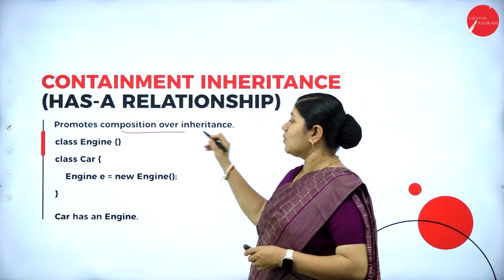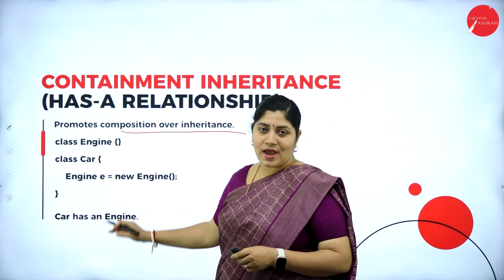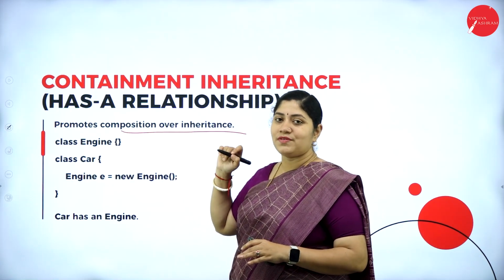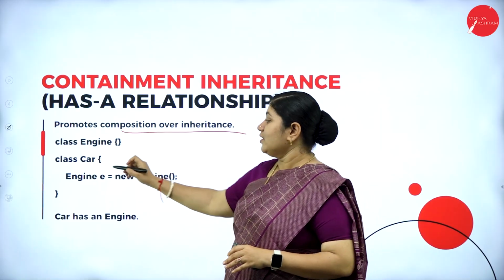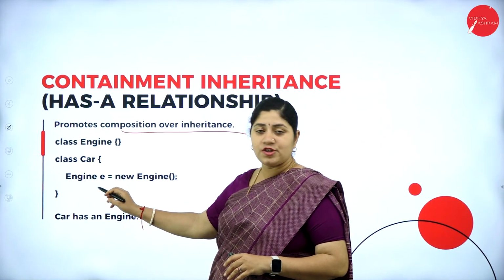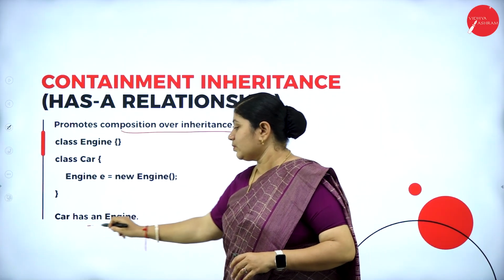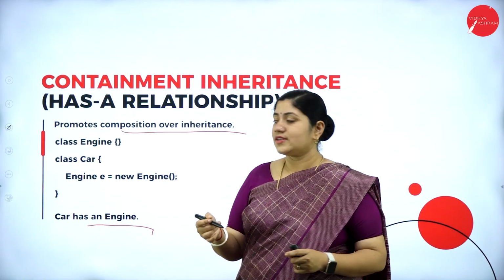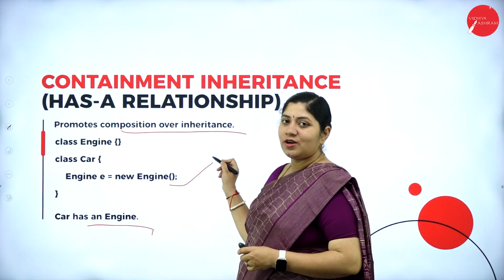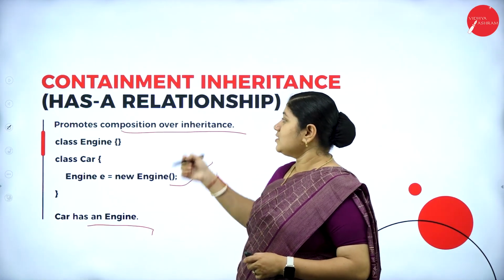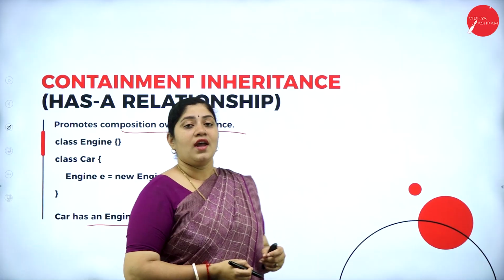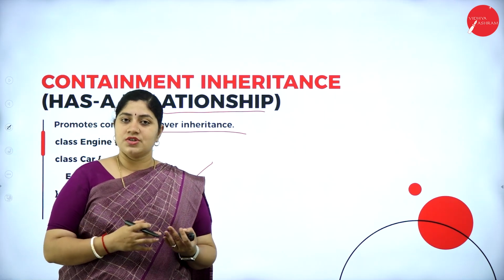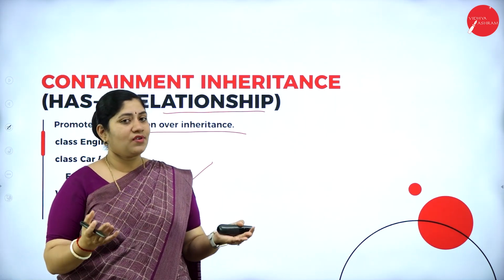It promotes composition over inheritance, and here we have an example where we are considering a car. So class engine, I am defining a class. Now I am defining a class car of engine, new engine. As we know, a car absolutely has an engine. Then what is my derived class? It is nothing but engine one, or we can call it a new engine. So this is about containment inheritance, and we can also say it is a has-a relationship. So it will have a relationship with the base class as well as the derived classes.